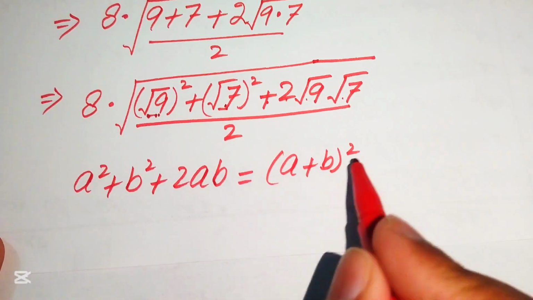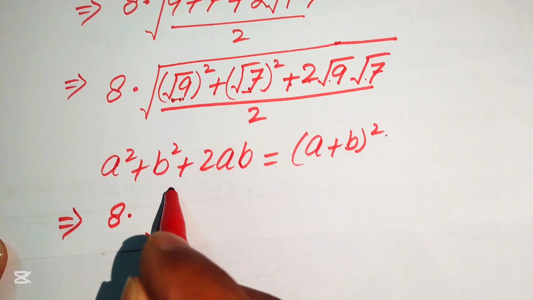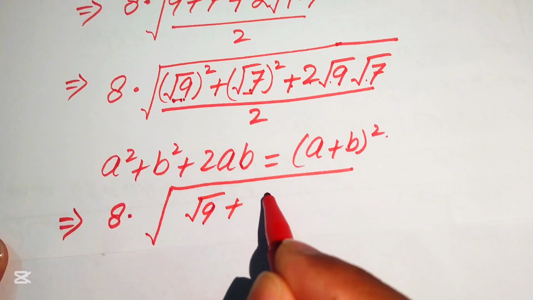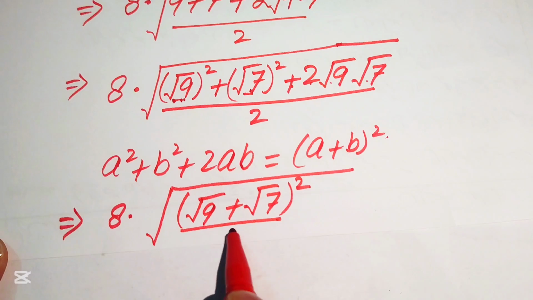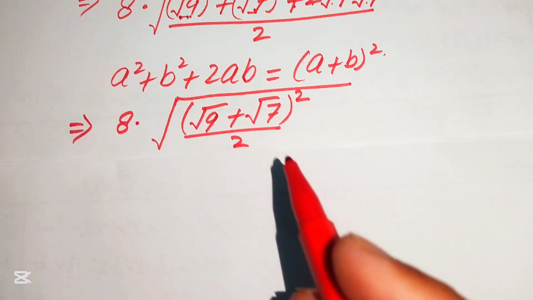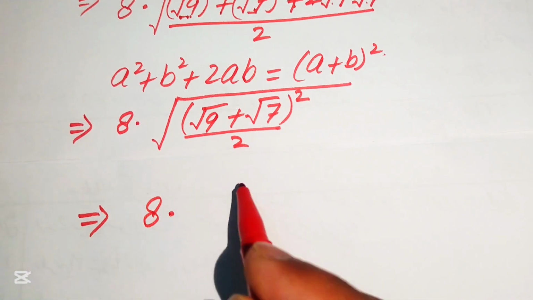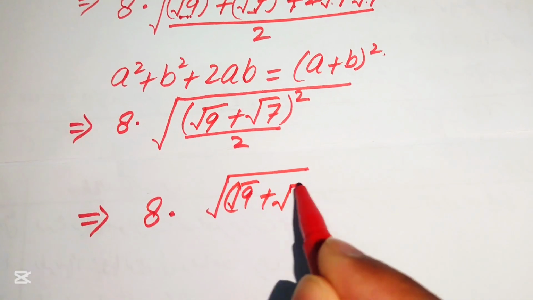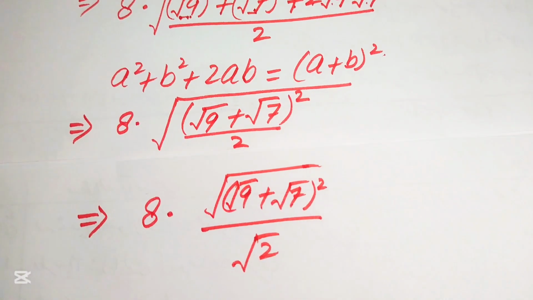according to this formula, it will be written as 8 times square root of, so we can combine these terms, square root of 9 plus square root of 7 and its whole square, and it is divided by these two. And now in the next step, here we can again separate the square root on these two terms, and it will be written as 8 times square root of 9 plus square root of 7 whole square, and it is divided by square root of 2.